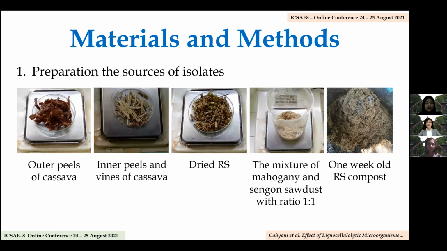The next slide, materials and methods. The first step was the preparation of the sources of isolate. Sources of isolate of lignocellulolytic microorganisms and general bacteria were obtained from the outer peels of cassava, inner peels and fines of cassava, dried rice straw, the mixture of mahogany and sengon sawdust, with a ratio of 1:1, and 1-week-old rice straw compost. For the 1-week-old rice straw compost, the sample was taken from the center of the compost pile when the temperature reached about 60 degrees Celsius.